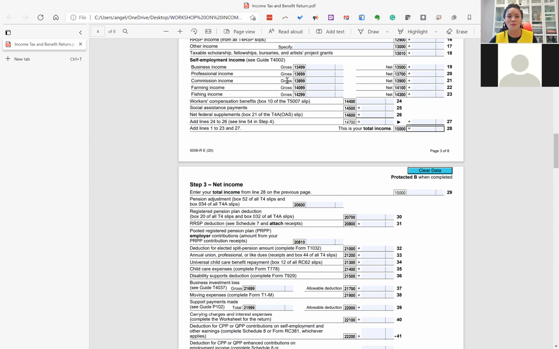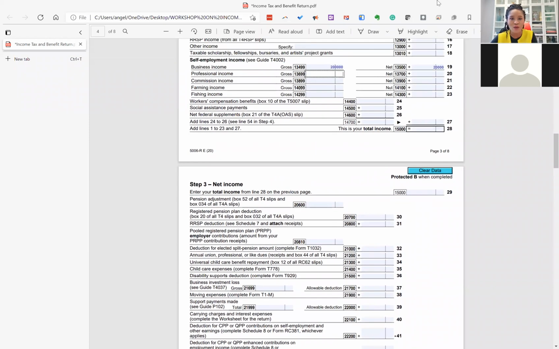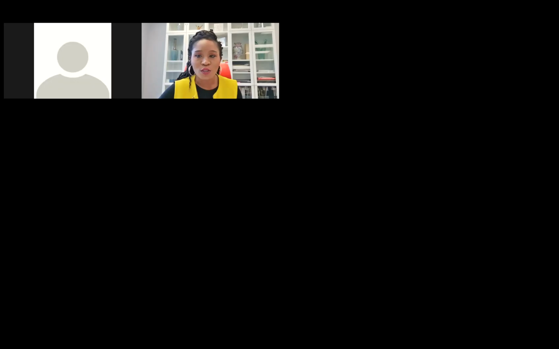So let's say in this example, we see business income of 200,000, and then we see a net of $20,000. There will be additional information attached as part of this income tax return where there will be a breakdown. I'm going to just stop sharing this screen for a minute and see if I can find something else that gives us a little bit more of a breakdown on what some of these business expenses could be.